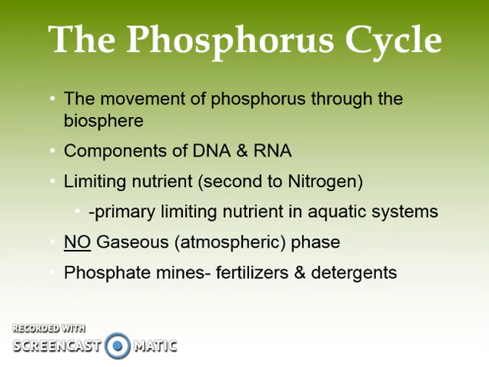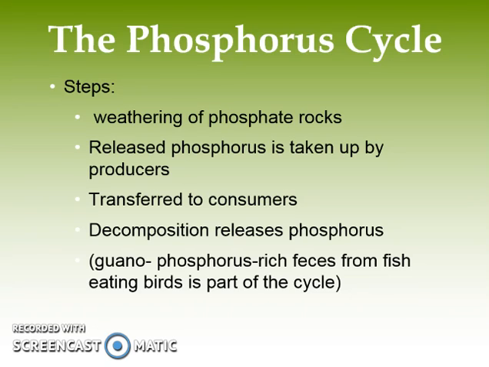Okay, so the steps of the phosphorus cycle, which you really kind of need to know, but it's not a big deal. Rock is weathered, broken down, which releases the phosphorus so that producers can use it, or it releases it into the water so producers in the aquatic environment can use it. It's transferred through the food web to consumers, and then of course when consumers and producers decompose, it's released back to the ground. Just so you know, guano, which is feces from fish or from bats, is very, very high in phosphorus.